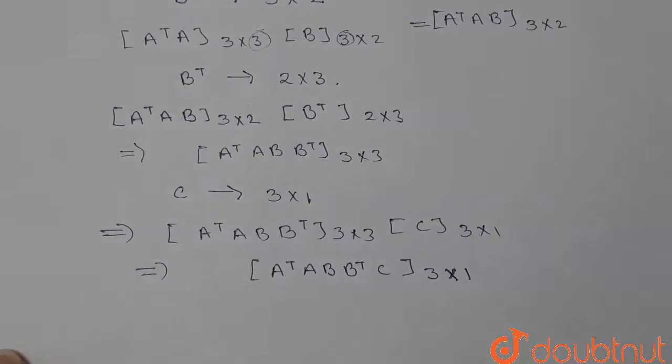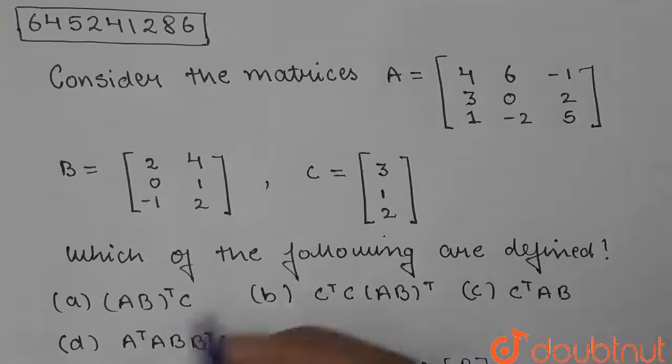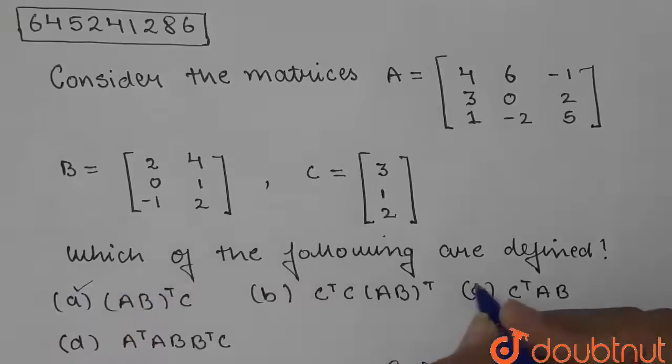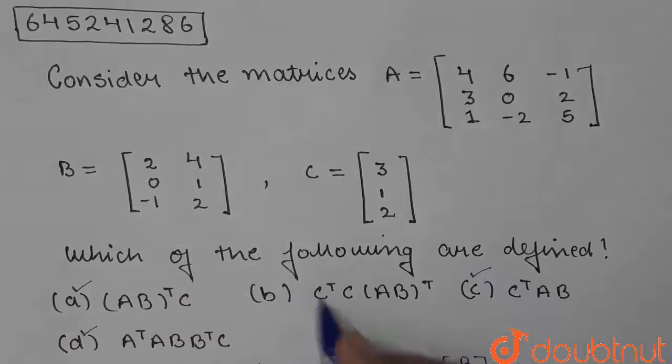So basically all the options leaving the second option were defined. The question was which of the following are defined. So we will say that A is defined, C is defined and D is defined and B is not defined. This is the required answer.